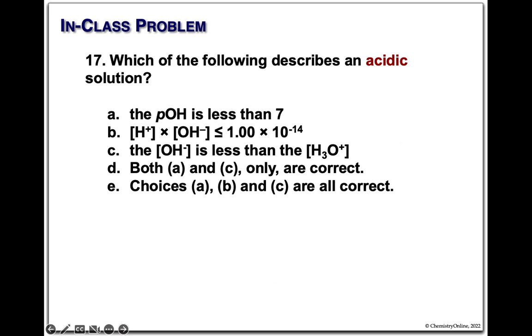All right, we have 2 scales that we could use, pH and pOH, right? If the pOH is less than 7, so let's pretend it's 5, pH plus pOH must always be 14, right? So if pOH was 5, pH would be 9, because they have to equal 14. pH 9 is basic, not acidic.